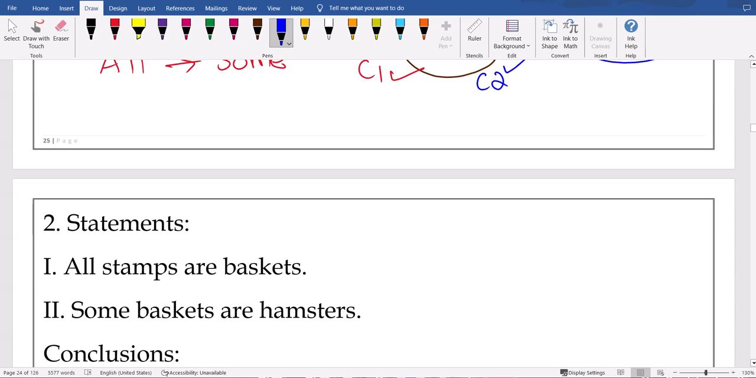So for the previous question, both follows. Option E, both follows. Both 1 and 2 follow. I am not expanding that. Simply I'm saying both follow. Next one.